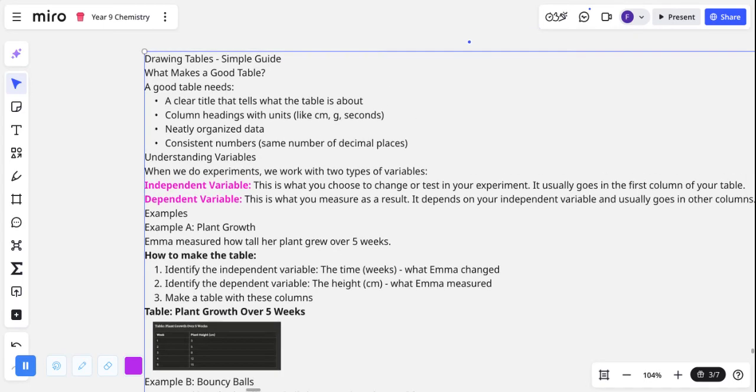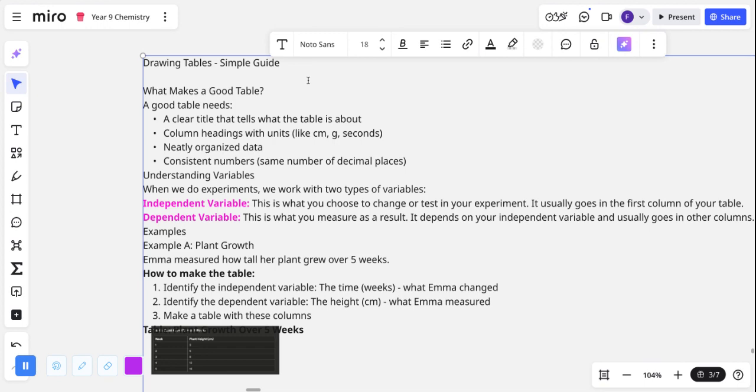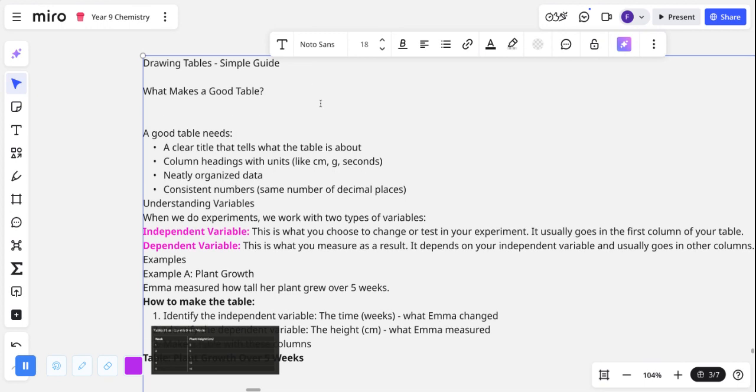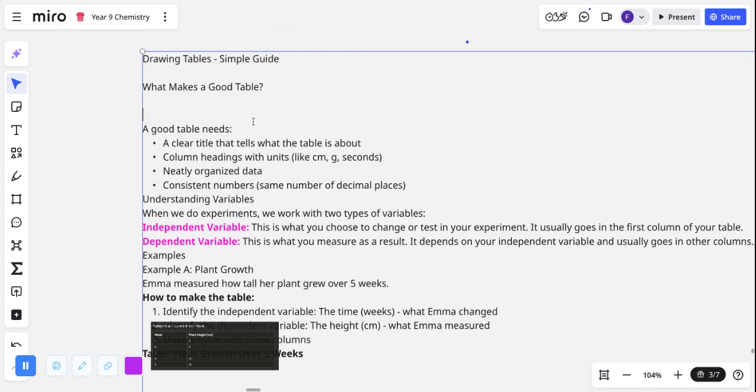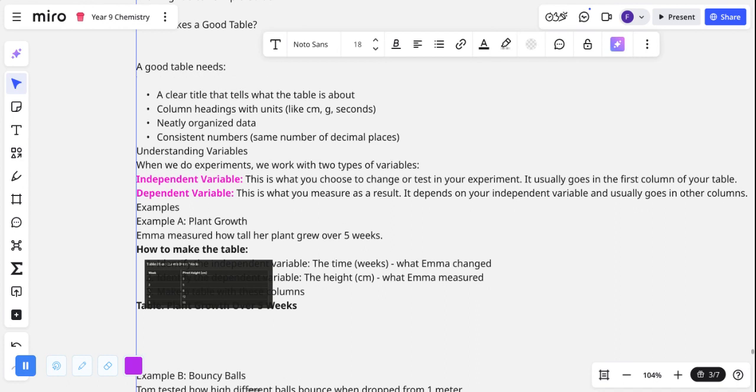Right. Now, this is a very, very simple guide. I've made it as simple as I can. Okay? And the first question we're really asking is, what makes a really good table? And you get marks on this. Believe it or not, it doesn't matter what you're doing. It doesn't matter if you're doing chemistry, biology, physics. You get marks on this. You need a title. All right. We'll look at how simple you can make it and should make it. So you need a title.